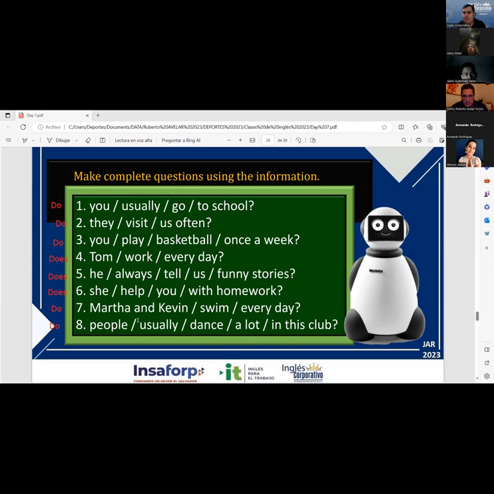One person, two people, three people, four people, plural. In Spanish, la gente is singular. In English, la gente is plural. People. So we say, do people. Do people usually dance a lot in this club? Yes, they do. Wow, you finished everything, okay?